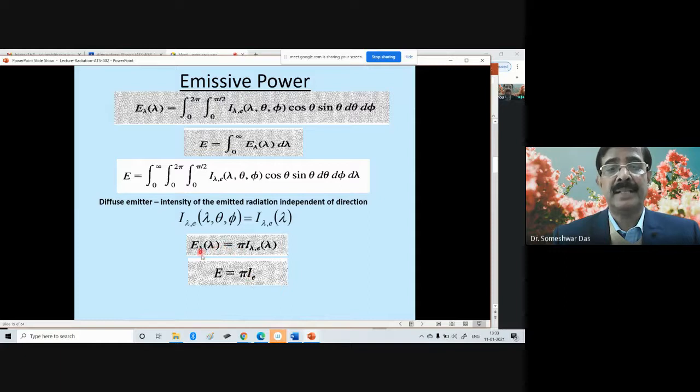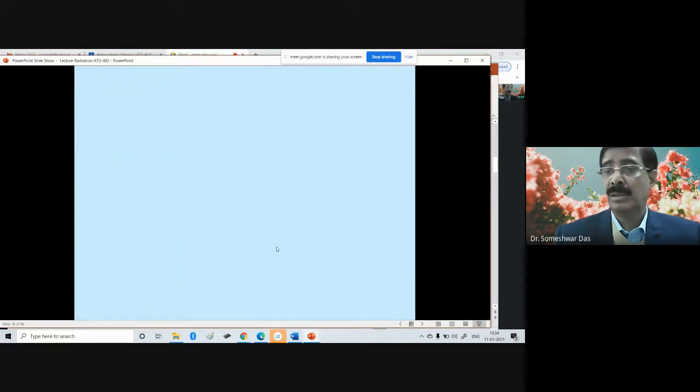From here, you can simplify and write E is equal to pi times IE. This is the emissive power, or emitted radiation. So these are the basic definitions that you have to understand or remember, or read from books.